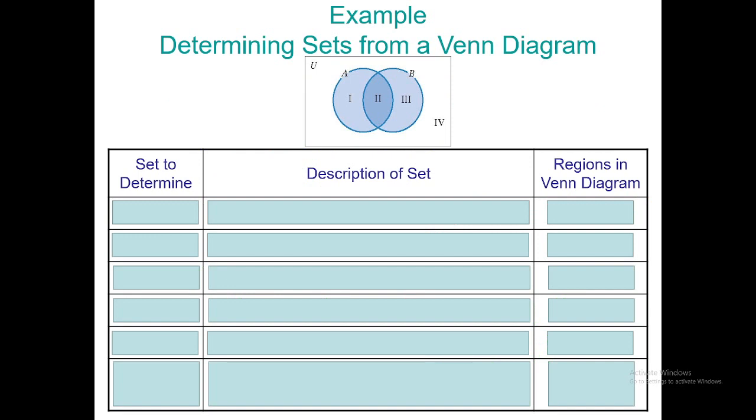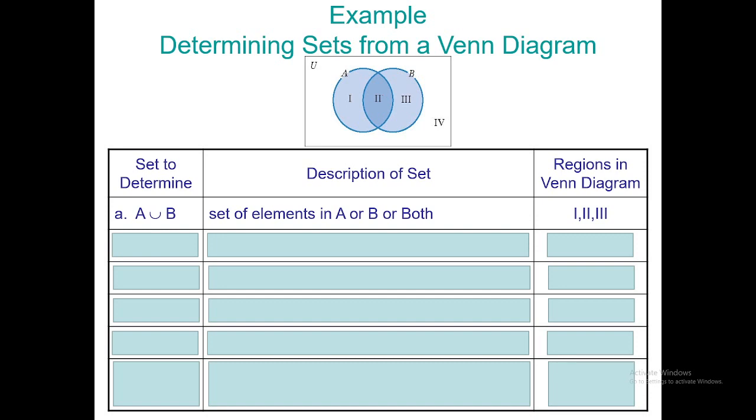Now, let's have this figure over here. Focus here. If I'm going to say A union B, it means all the elements, right? So, what is the region of A? Is it region 1, region 2, 3, or 4? Both regions. Region 1, region 2, and 3.